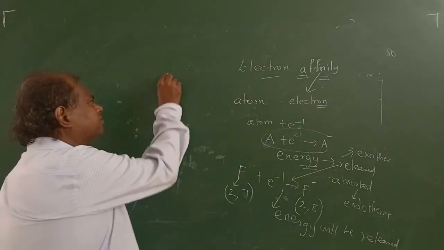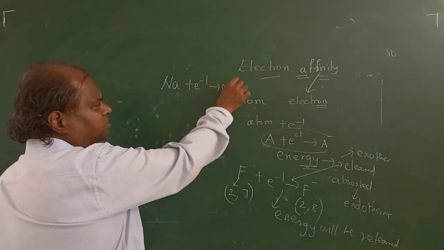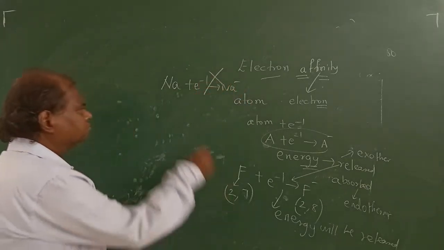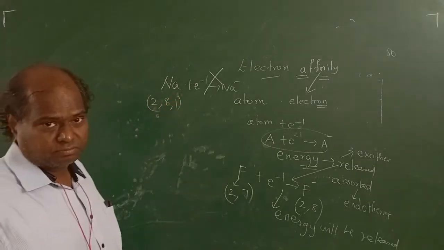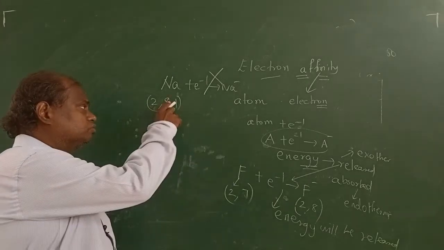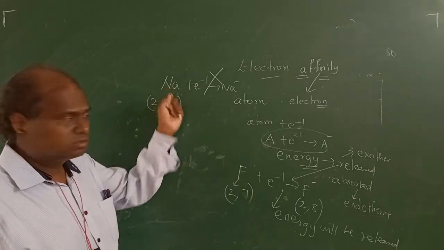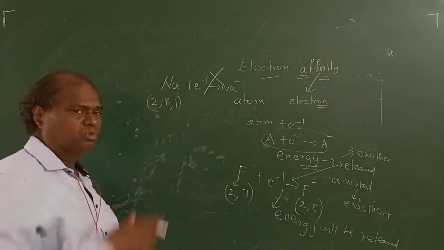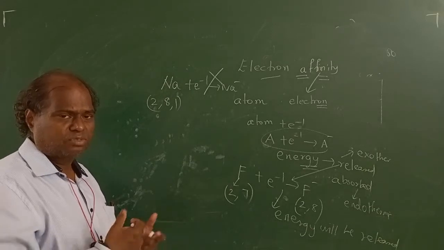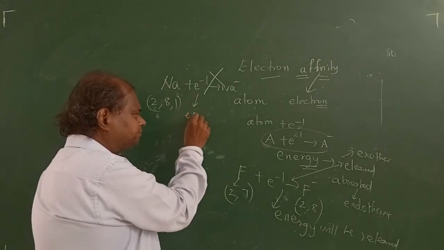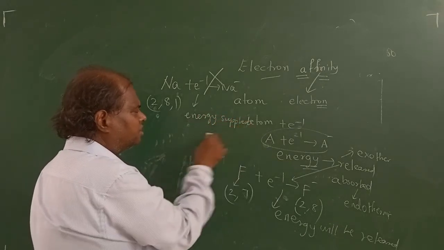But suppose I take sodium. Sodium will never like to have an electron. Tell me why? Sodium is 2 8 1. In fact, what sodium will do is try to lose the electron. It doesn't like to have one, so you have to force the electron into sodium. Sodium doesn't want it, you have to force it. So in that case, you have to supply energy. So in this case, it will be endothermic.